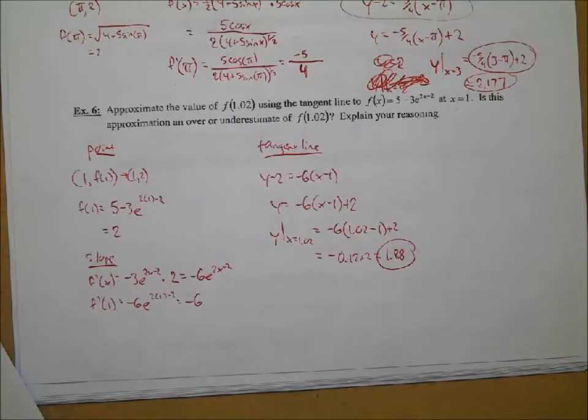Question? When it says explain your reasoning, are they looking for words or just numbers? Well, the explain your reasoning is for the question of whether this approximation is an over or underestimate. Oh, okay. That part. Okay.